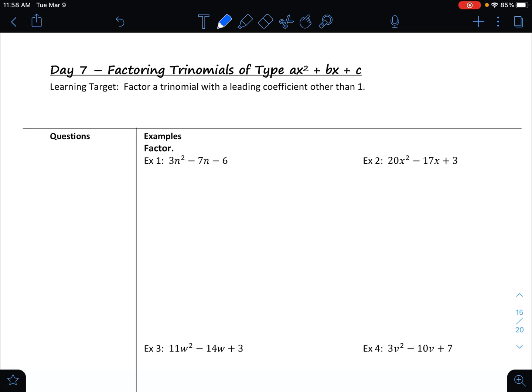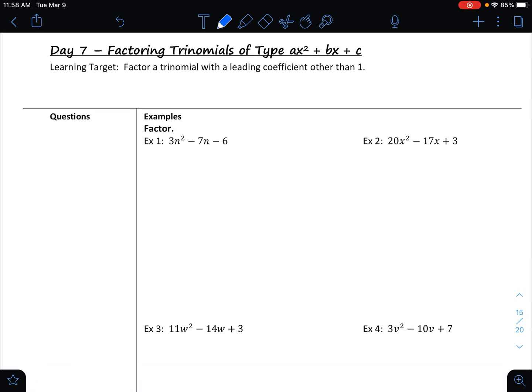Okay, today's video is day 7. We are factoring trinomials of type ax squared plus bx plus c. So basically that number a is going to be bigger than 1. Like if you look at the first example, it's 3n squared minus 7n minus 6. When we factor trinomials of this type, we're still doing the same process. We just have to account for a little bit more because this number right here is bigger than 1.